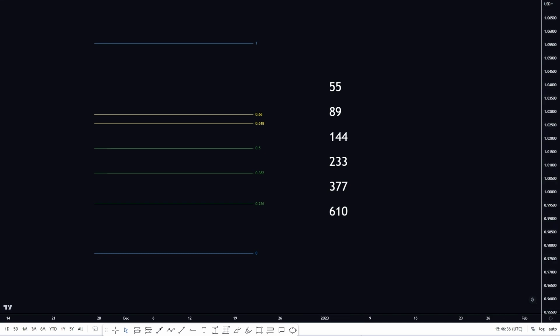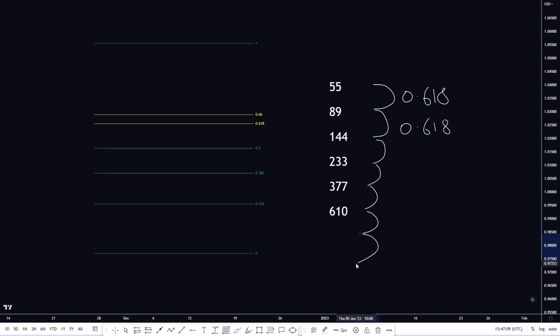So for example, if you were to take 55 and divide it by 89, what you would get is a result of 0.618. Now again, if you were to take 89 and divide it by 144, again you will get a value of 0.618. And so on, 144 divided by 233, you will get 0.618, and again, forever, for as many Fibonacci numbers as there are, the ratio is 0.618.